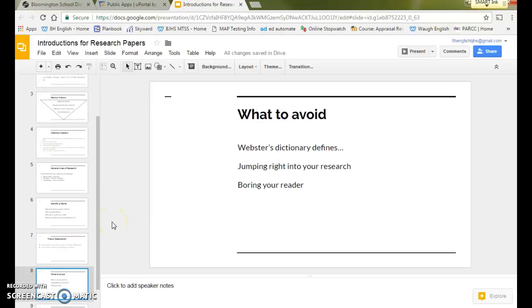Things you should probably avoid doing: don't use Webster's dictionary. "Webster's dictionary defines blah blah blah." That has turned into a cliche that has been used over and over and over again, and it becomes very boring. Also, try not to jump right into your research. Lead your reader in a little bit. Don't just jump right into everything. And most importantly, do not bore your reader by making very boring sentences. The paper is about this. The paper is about that. This is interesting. That is interesting. That is going to bore them to tears, and they're not going to want to read your paper, or they're going to gloss over your paper and not really pay much attention to it.